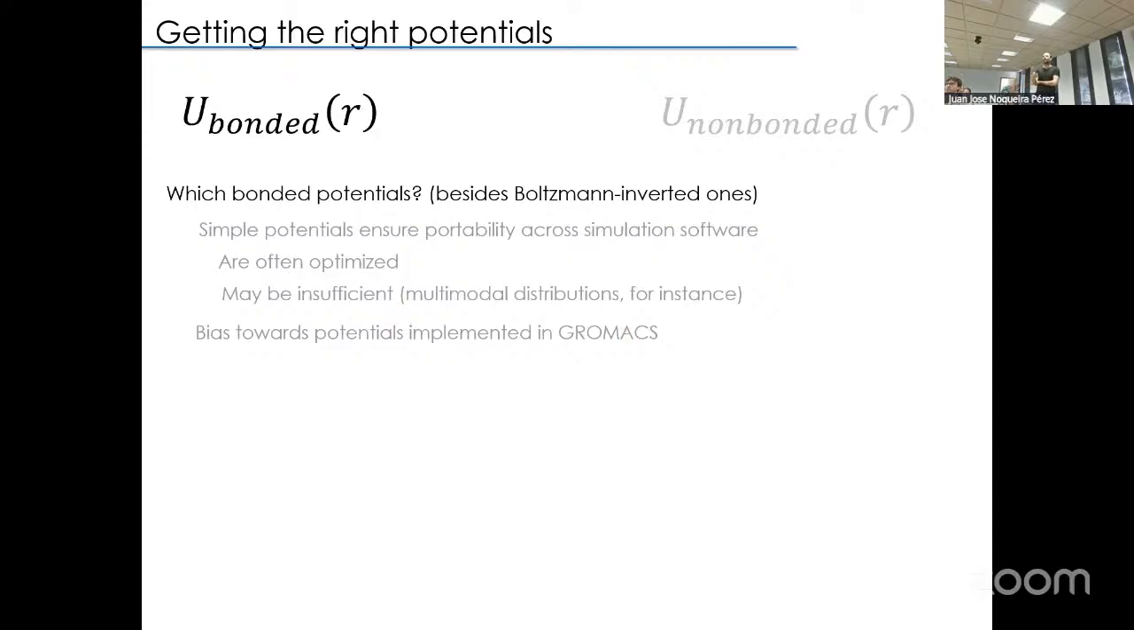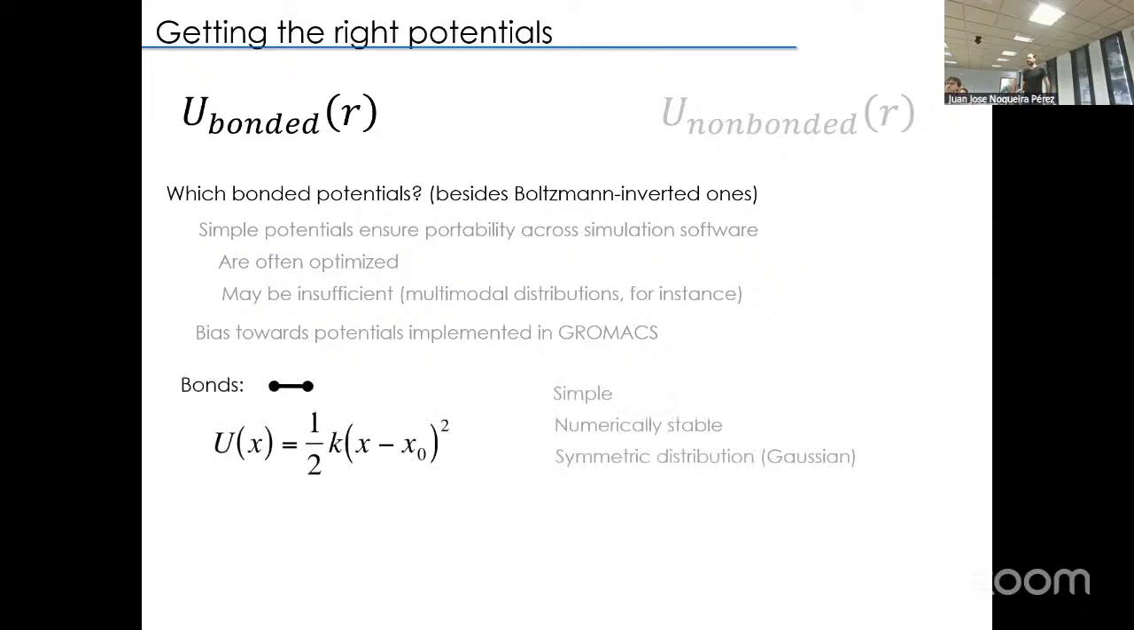So which are we going to use? And typically in Martini we stick with the ones that are available in the GROMACS software, because Martini was kind of developed with GROMACS essentially. So there's a bias for that. Not to say that other things are not possible, but that's how development has progressed. So bonds are the typical quadratic potential, nothing special there.